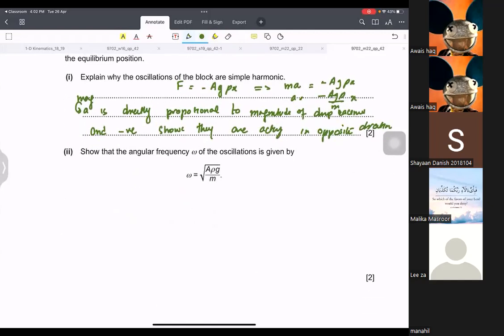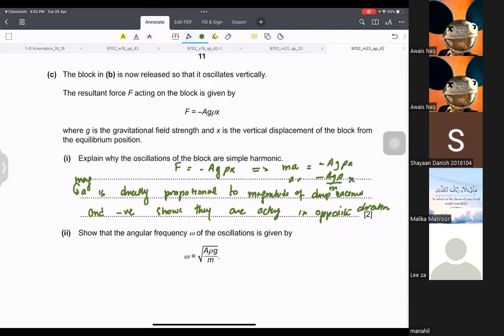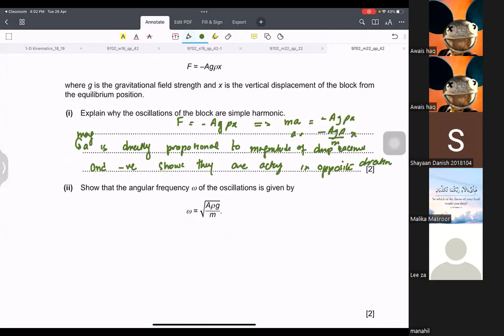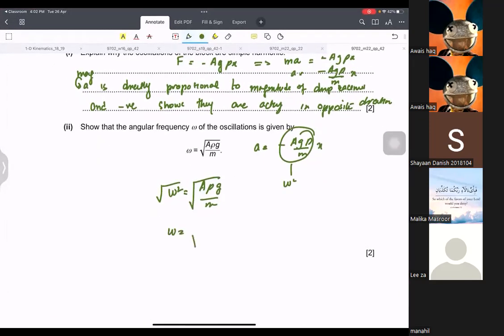Now they have given you this, show that the angular frequency. So we have already done it, by the way, like I did it on top, like a was equal to minus Aρg over m. And this portion is equal to omega square. So omega square will be equal to Aρg over m. And then you can take under root. Right? Is it clear?